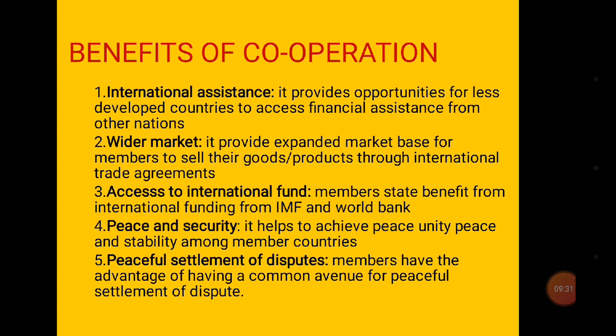Then peaceful settlement of disputes is a benefit of cooperation. Because of cooperation, member countries have the advantage of having a common avenue for peaceful settlement of disputes. For example, the Senegal-Guinea border dispute was settled at the African Union. When Ghana and Cote d'Ivoire had disputes over the borders of their territorial waters, it was settled at the UN level, and so on.